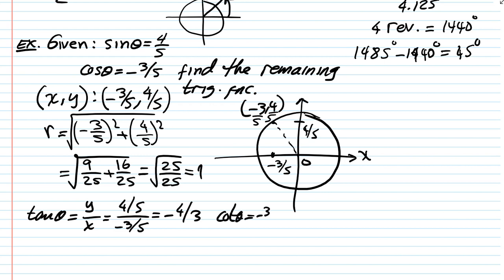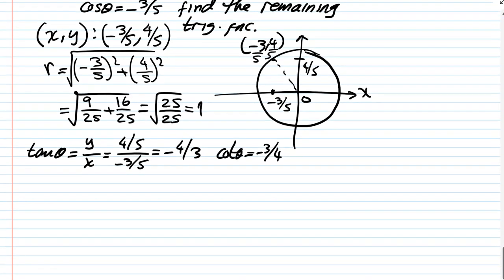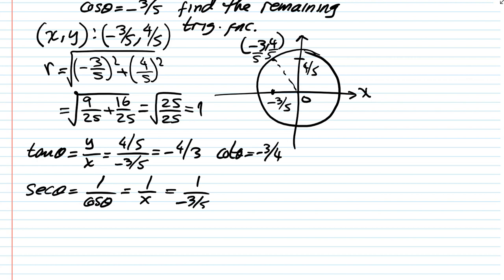Cotangent will be reciprocal of that, using reciprocal identity. Okay, we know cosine, so we can do secant. Secant theta is 1 over cosine theta, right? Which is 1 over x. That's going to be 1 over negative 3/5 or negative 5/3. And what about cosecant? Cosecant is 1 over y, and that's going to be 1 over 4/5 positive or 5/4. And there we have all the trig measures of that angle.